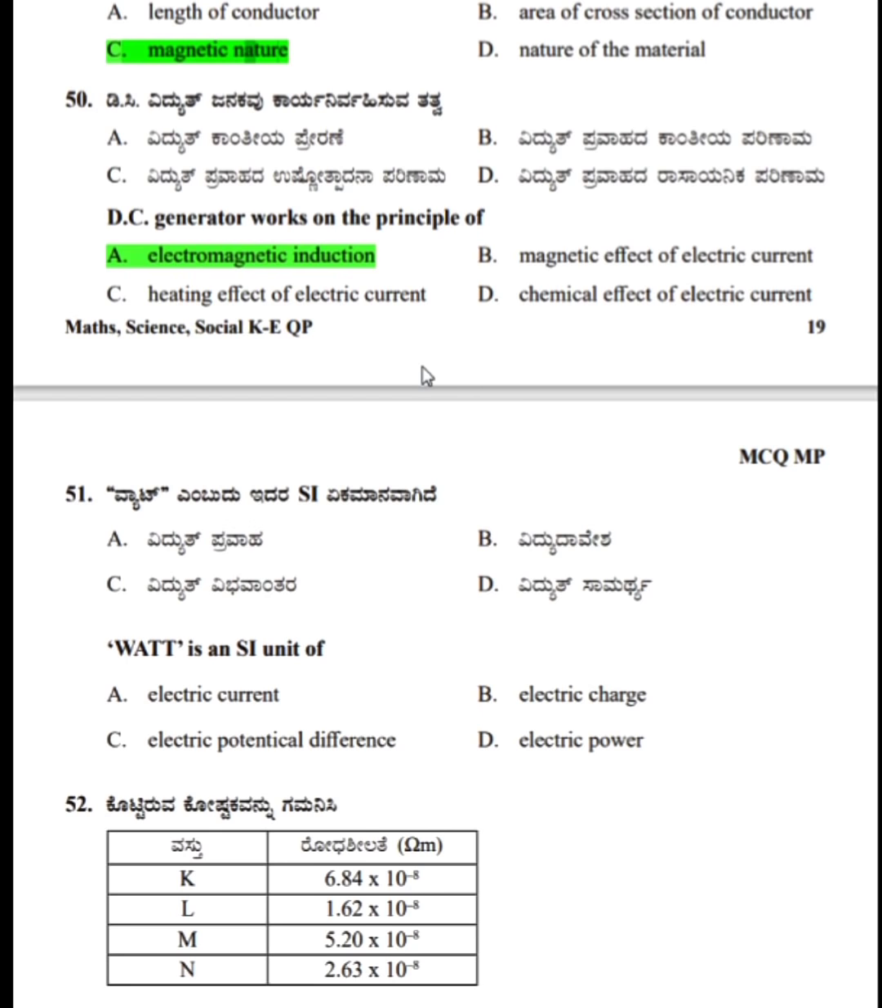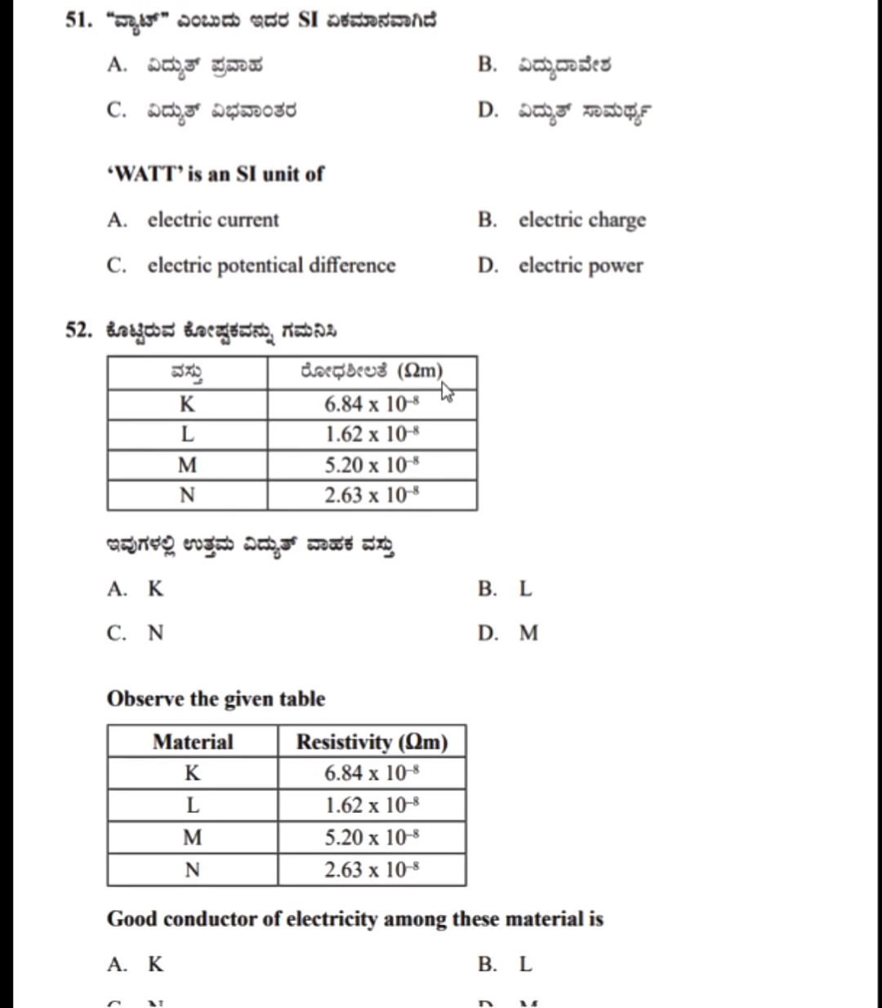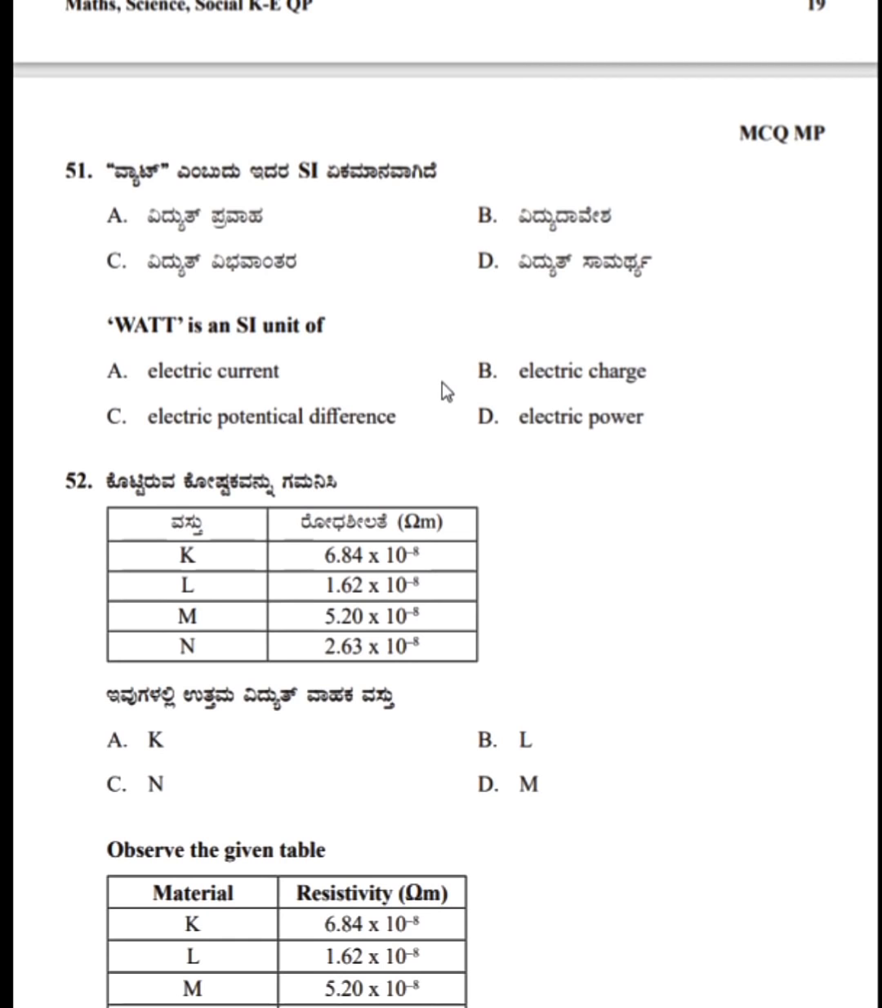Question number 51. Watt is an SI unit of option A electric current, option B electric charge, option C electric potential difference, option D electric power. Therefore, the correct answer is electric power. SI unit of electric power is watt.